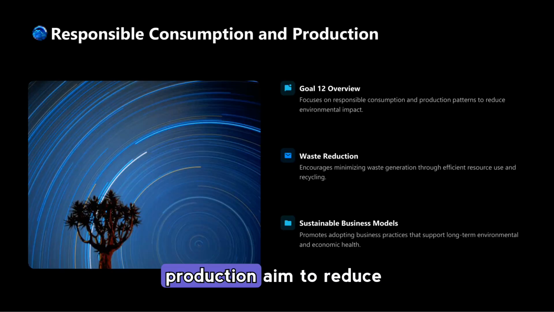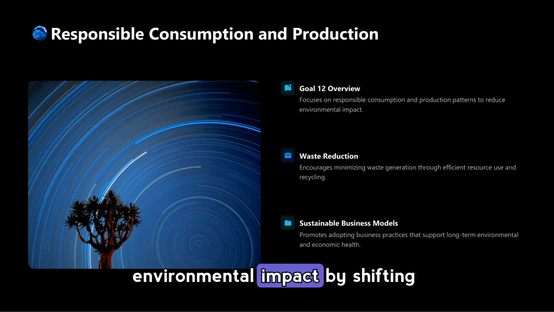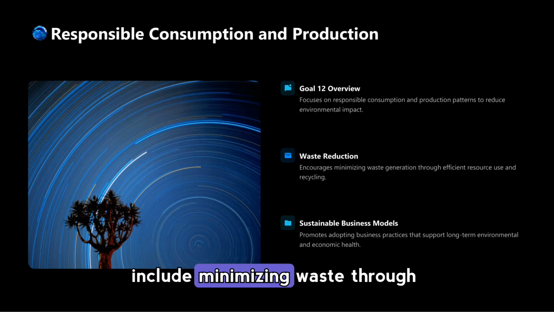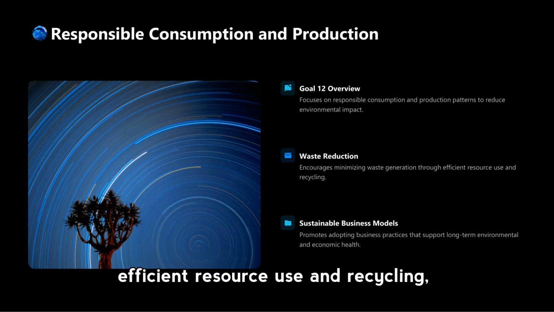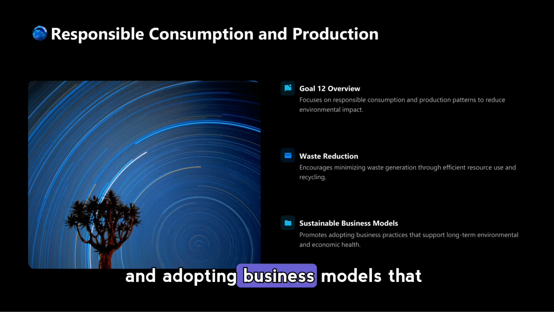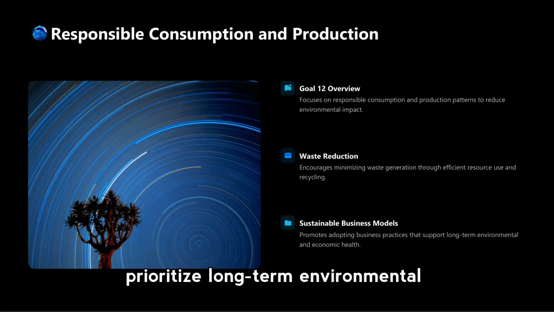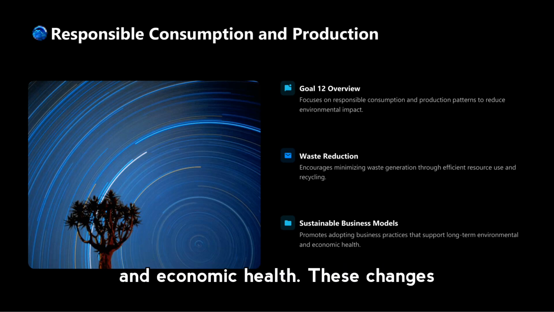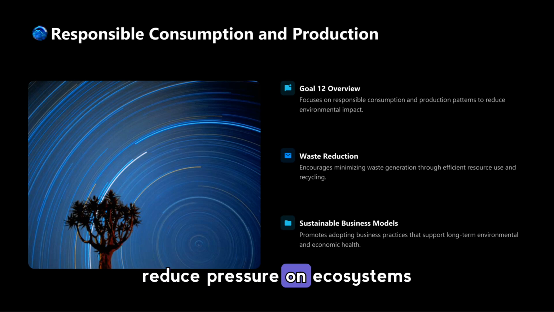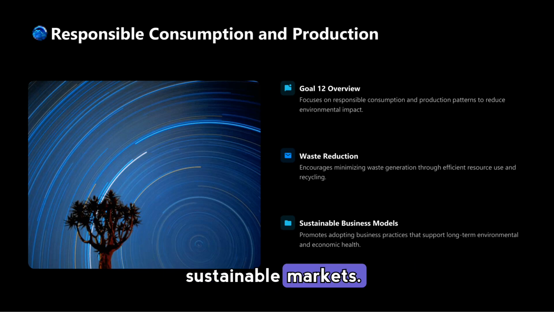Responsible consumption and production aim to reduce environmental impact by shifting how we use resources. Key actions include minimizing waste through efficient resource use and recycling, and adopting business models that prioritize long-term environmental and economic health. These changes reduce pressure on ecosystems while opening new opportunities for sustainable markets.